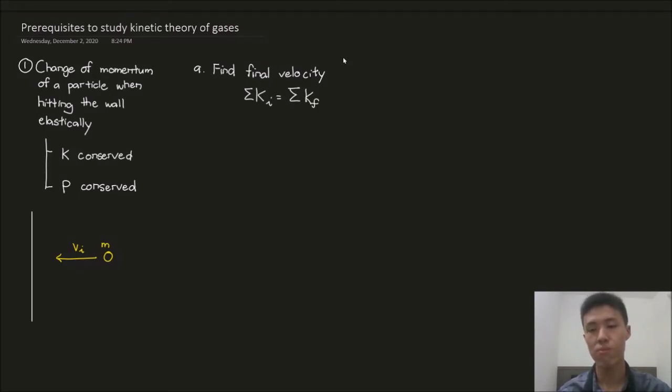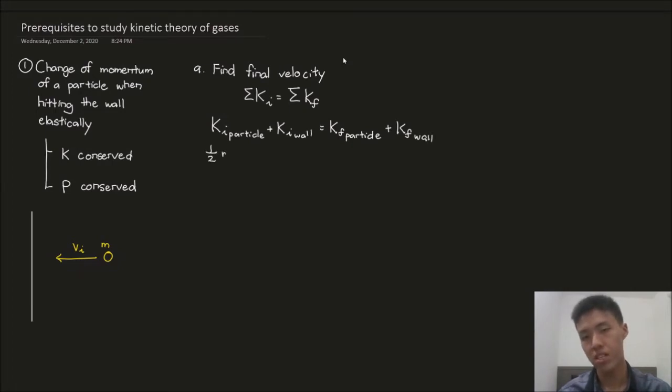We know there are two objects involved, the wall and the gas particle. So there will be kinetic energy initial for the particle, kinetic energy initial for the wall, and of course kinetic energy final for the particle and kinetic energy final for the wall. The particle will be moving initially with half m v initial squared. Then the wall, it's a rigid wall. Rigid wall means it will not budge, it will not move, so the final velocity will always stay at 0. So this will be half m v final squared plus 0.